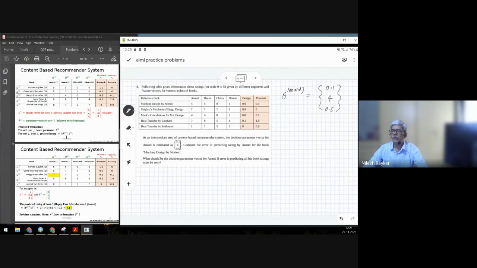We have to use this formula, which will be faintly visible to you. The rating is given as the transpose of the user parameter vector multiplied by the feature vector. In this case, we want to find out the rating for the book Machine Design by Norton, which is the first row of the table. So first we have to establish the feature vector for Machine Design by Norton. We will call that the feature vector for the book Machine Design by Norton.